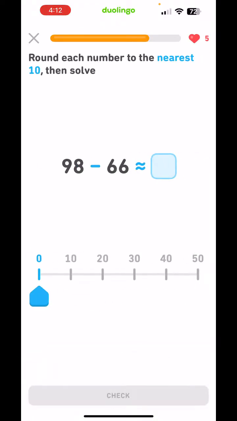Round each number to the nearest 10 and then solve. So we have 100 minus 70, maybe. So the answer would be about 30.